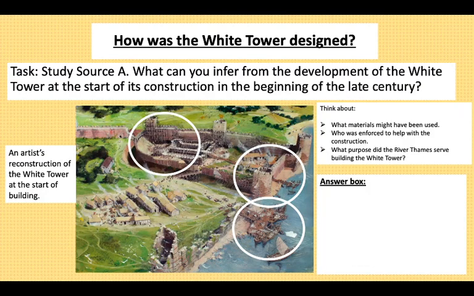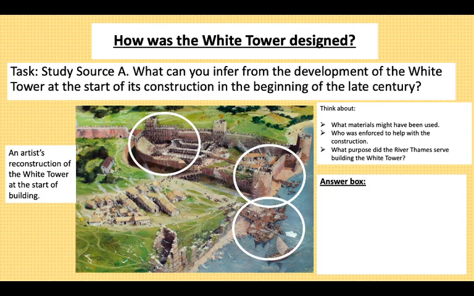So for your second task, I want you to have a think about how this tower would have been designed. Normally, when you think of large structures such as the White Tower, you tend to think of cranes, scaffolding, builders with high-vis jackets and construction helmets on. However, back in the 1070s, this wouldn't have been the case for those involved in building the tower. So I want you to have a look at what we can assume as to how the tower was built.